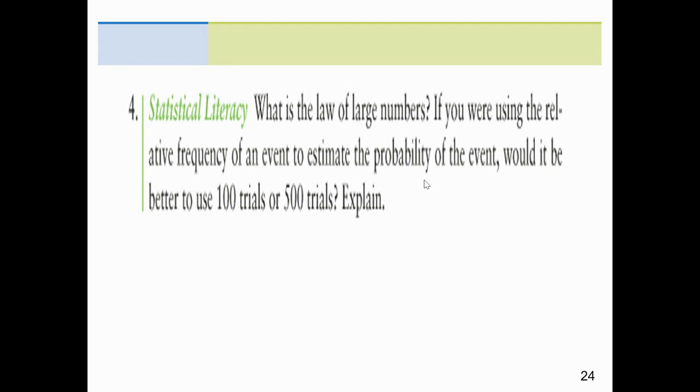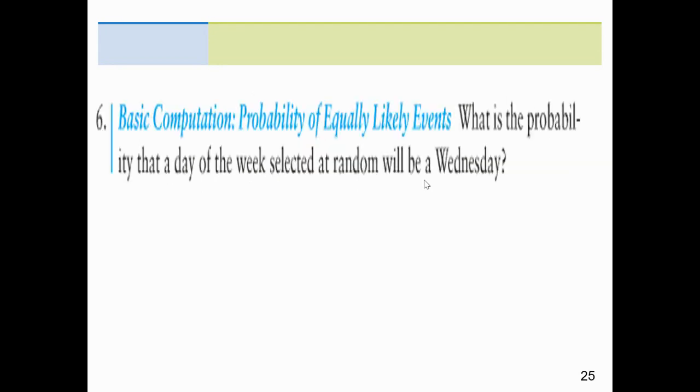What is the law of large numbers? If you're using relative frequency of an event to estimate the probability of the event, would it be better to use 100 trials or 500? Well, obviously 500. Better still to use 1,000. The more trials, the closer that probability will get to the actual probability. Law of large numbers: the more and more times you do something, the closer it gets to the true probability.